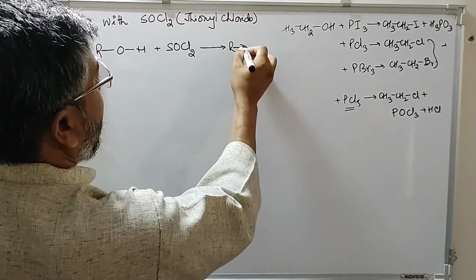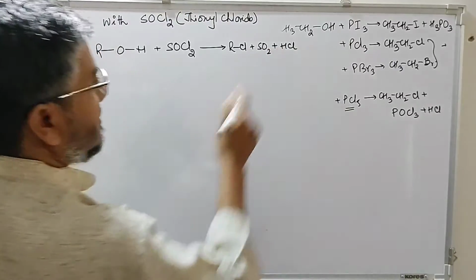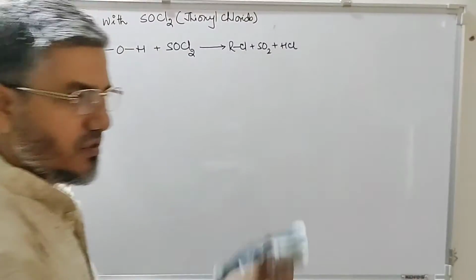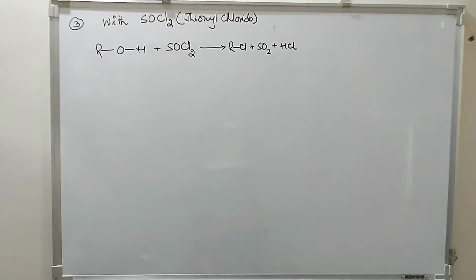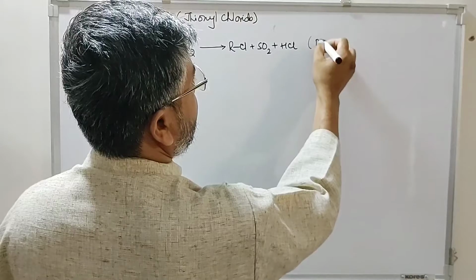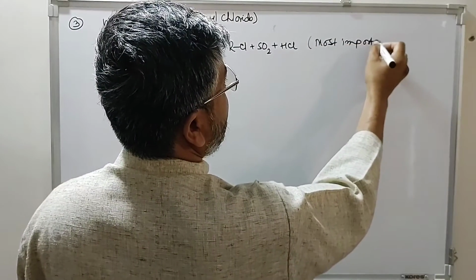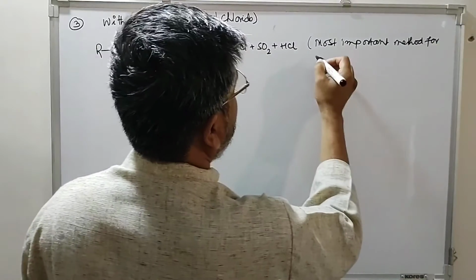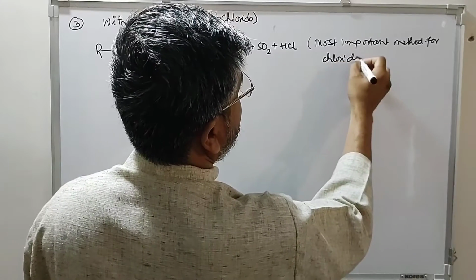This gives you RCl plus SO2 plus HCl. Now this method, keep in mind, is one of the most convenient or most important methods for preparation of alkyl chloride. Most important method for chloride preparation.